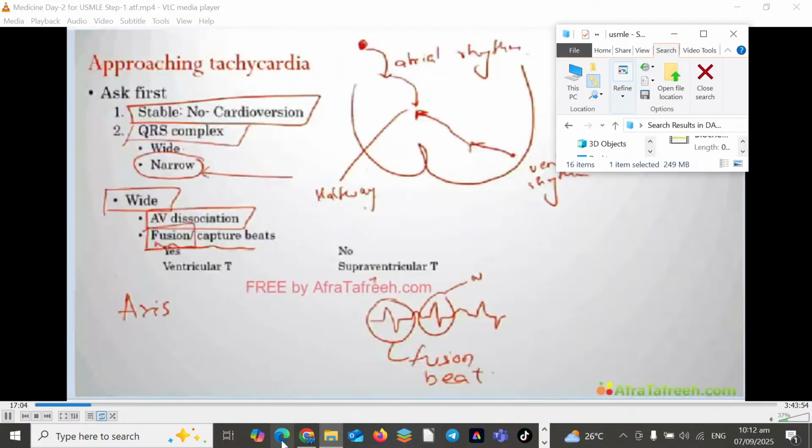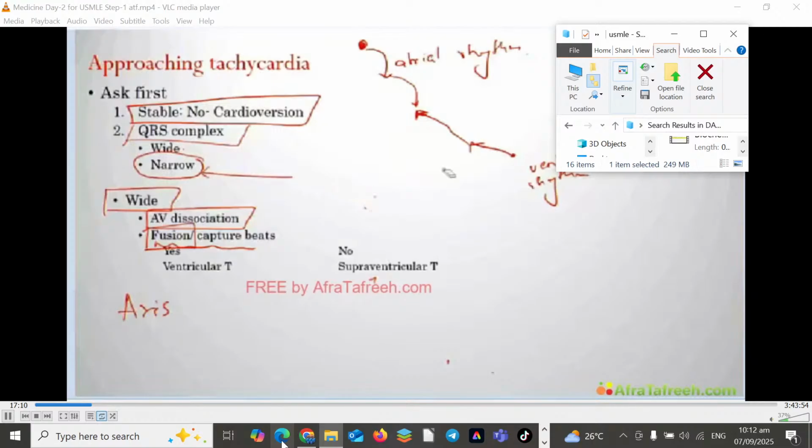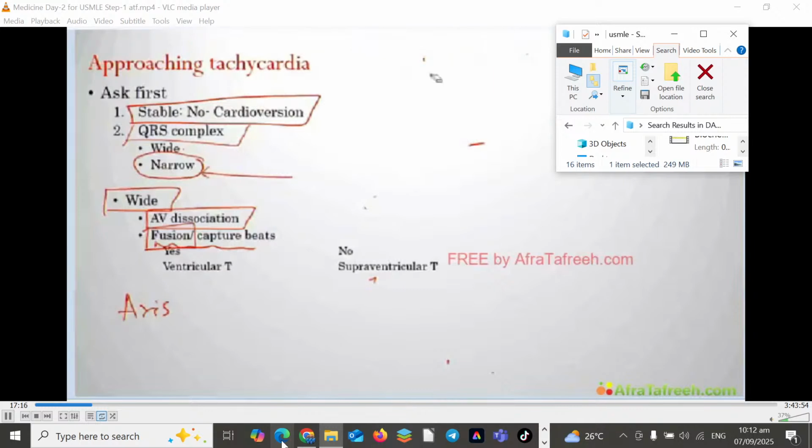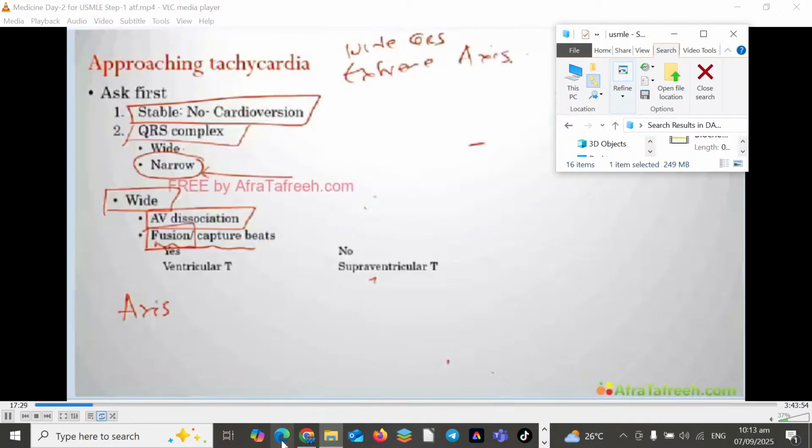What you need to know is how we diagnose a patient with ventricular tachycardia. That is all we are trying to establish here. Ventricular tachycardia, as you very well know, has a wide QRS complex and an extreme axis. Apart from that, I said there would be something called a fusion and a capture beat.